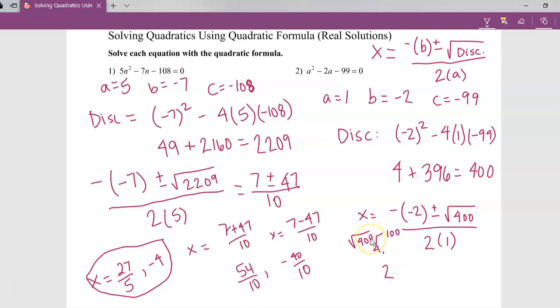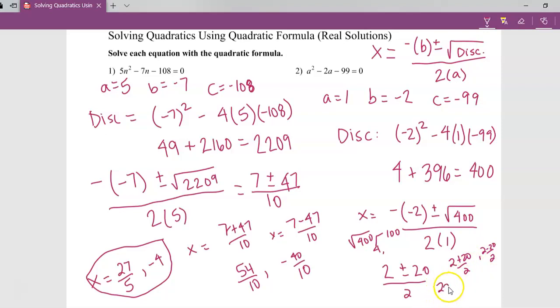It is a perfect square, isn't it? Square root of 400 is equal to 20. Yeah, sorry about that. So 20 times 20 is 400. So the square root of 400 is 20, and then over 2. So now we break it into two problems. We have 2 plus 20 over 2, and we have 2 minus 20 over 2.